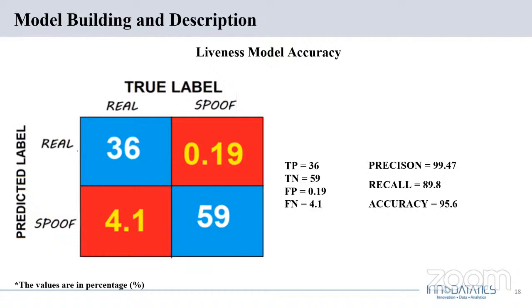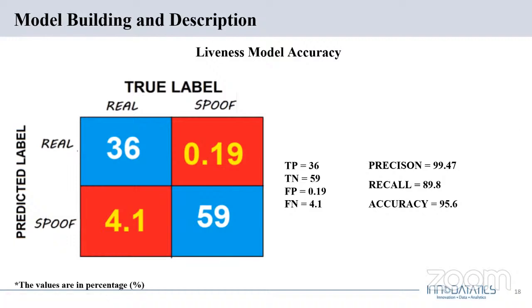are 36 and are represented here. The true negatives, the correctly predicted negative classes, are 59. True positives are 36, and true negatives are 59. The false positive, which is called a type 1 error, is where the model incorrectly predicts the positive class when it is actually negative, which could be 0.19. And the false negatives, or type 2 error, which incorrectly predict the negative class, are 4.1, which is a very small amount.